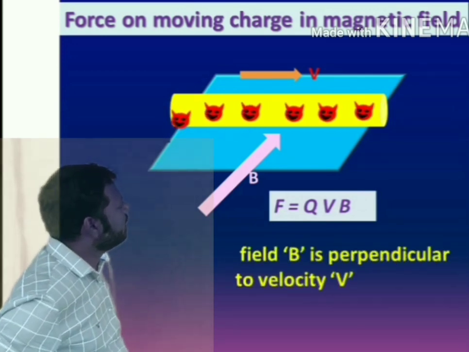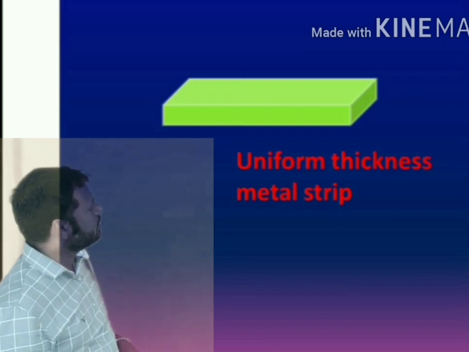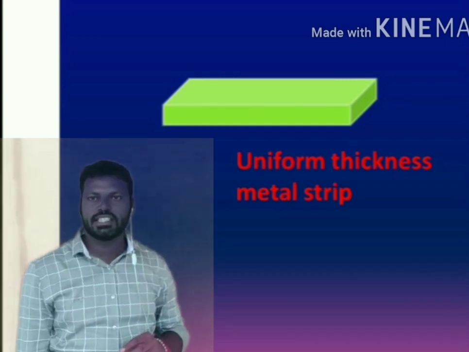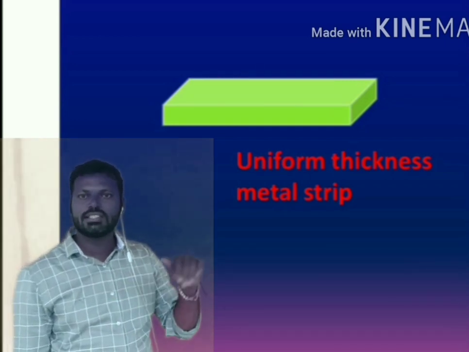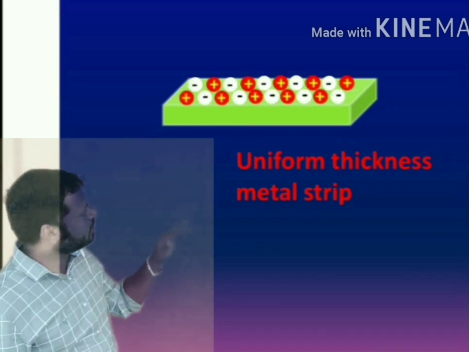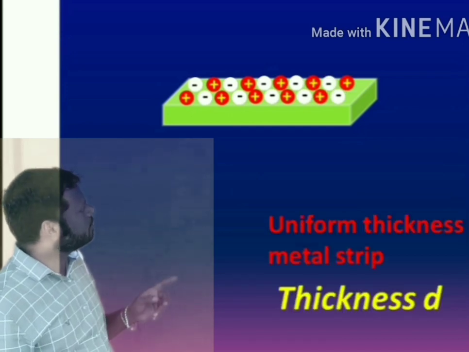Instead of metal wire, take a metal strip of uniform thickness. In general, material is neutral. When you see it externally, there is no charge on the material because inside, positive and negative charges are equally distributed. The thickness of the metal strip is d.